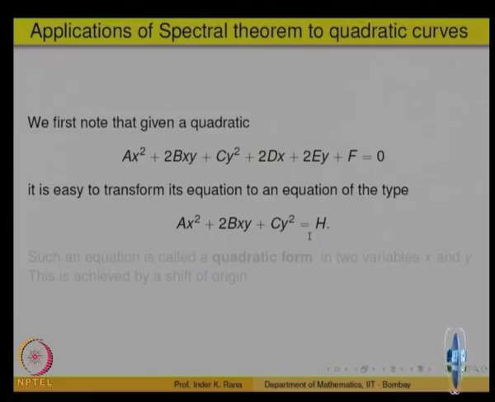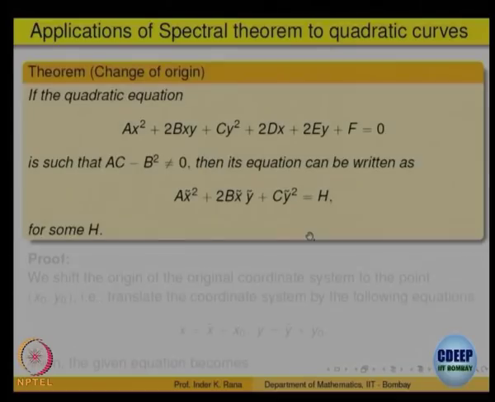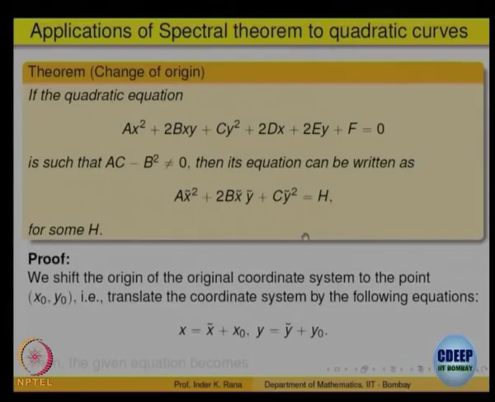How do you shift the origin? Earlier the origin is somewhere, you translate it. So, the shift of origin is done as follows. You write x is equal to x tilde plus some x 0 and y is equal to y tilde plus y 0. That means you are defining new variables x tilde and y tilde, where x tilde is x minus x 0 and y tilde is y minus y 0. You are shifting, right. Every point is shifted by x 0, y 0.